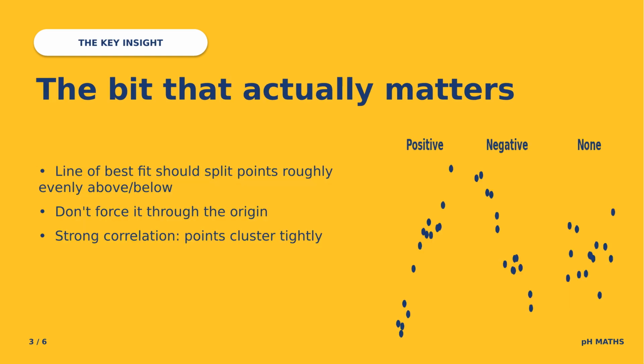Key insight, draw the line of best fit so it splits the points roughly evenly above and below. Don't force it through the origin, it doesn't have to start at 0, 0. A strong correlation means the points cluster tightly around the line. Weak correlation means they scatter loosely. The tighter the cluster, the stronger the relationship.